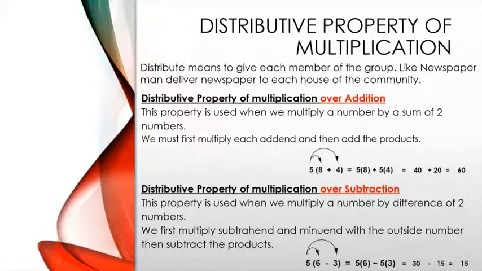For example, 5 into 6 minus 3, which is equal to 5 into 6 minus 5 into 3. 5 into 6 is equal to 30, 5 into 3 is equal to 15. So 30 minus 15 is equal to 15.